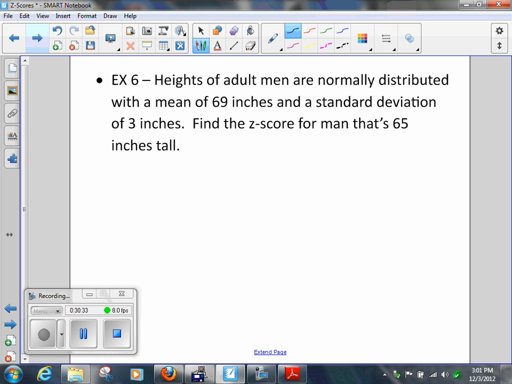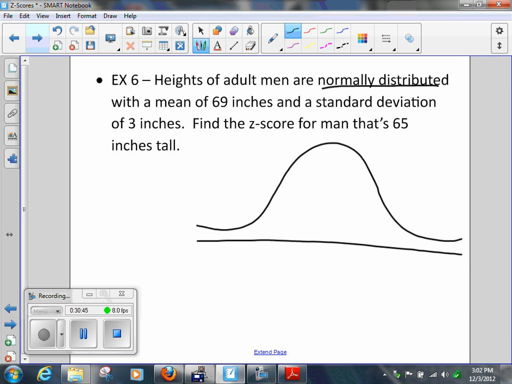So we're talking about the heights of adult men. I think this is probably spot on. Very interesting. It says the heights of adult men are normally distributed and the average is 69 inches. Okay? Now, standard deviation of 3. That means 72, 75, 78. That is 1 standard deviation, 2 standard deviations, 3 standard deviations.